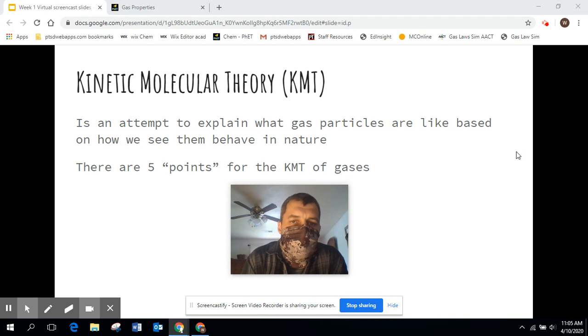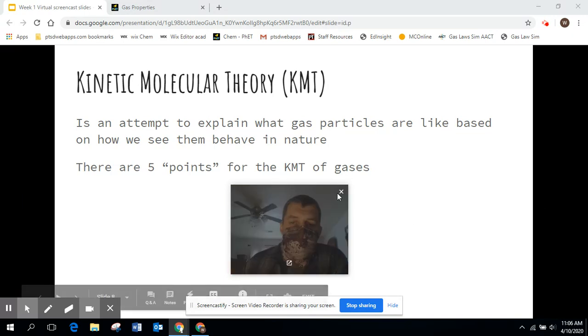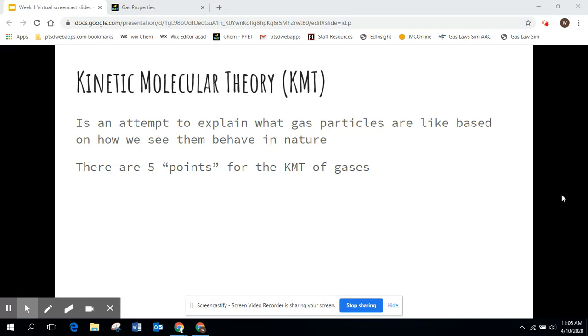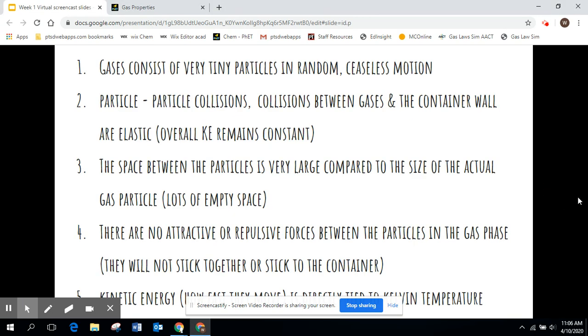Well, it's an attempt to explain what gas particles are like based on how we see them behave in nature. There are 5 points of the KMT, and then that leads us to some unique properties of gases. So let's hit the 5 points of the KMT, and then we'll look at some simulations to figure out how they behave. So gases consist of very tiny particles in random ceaseless motion.